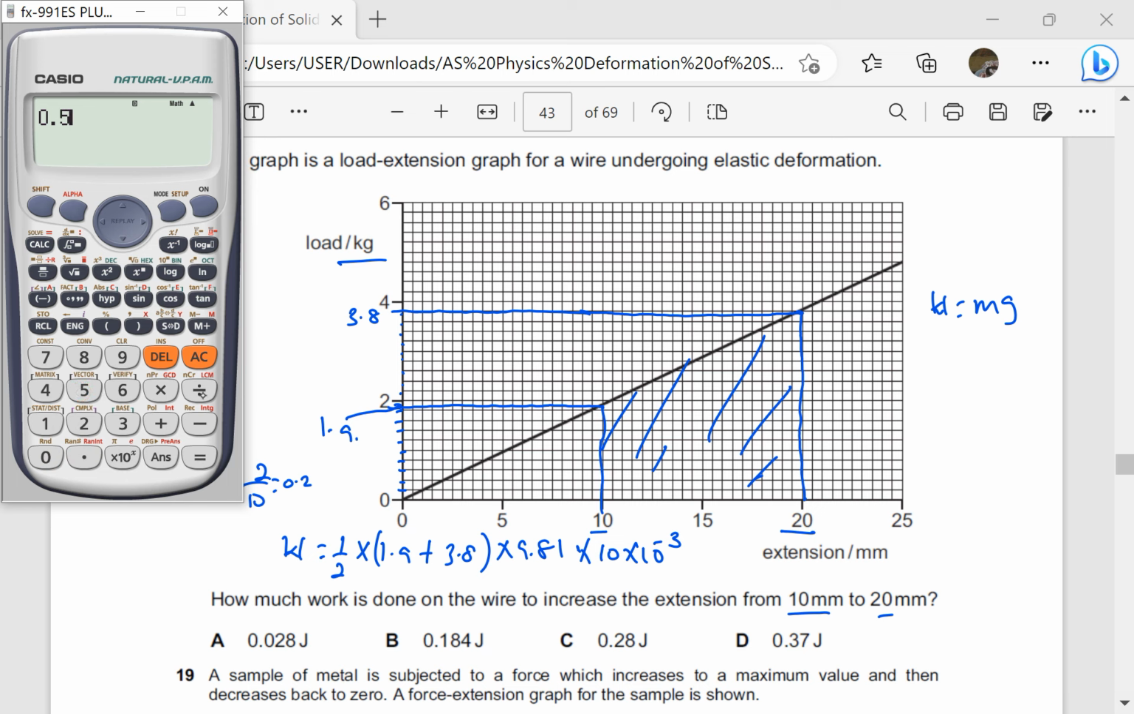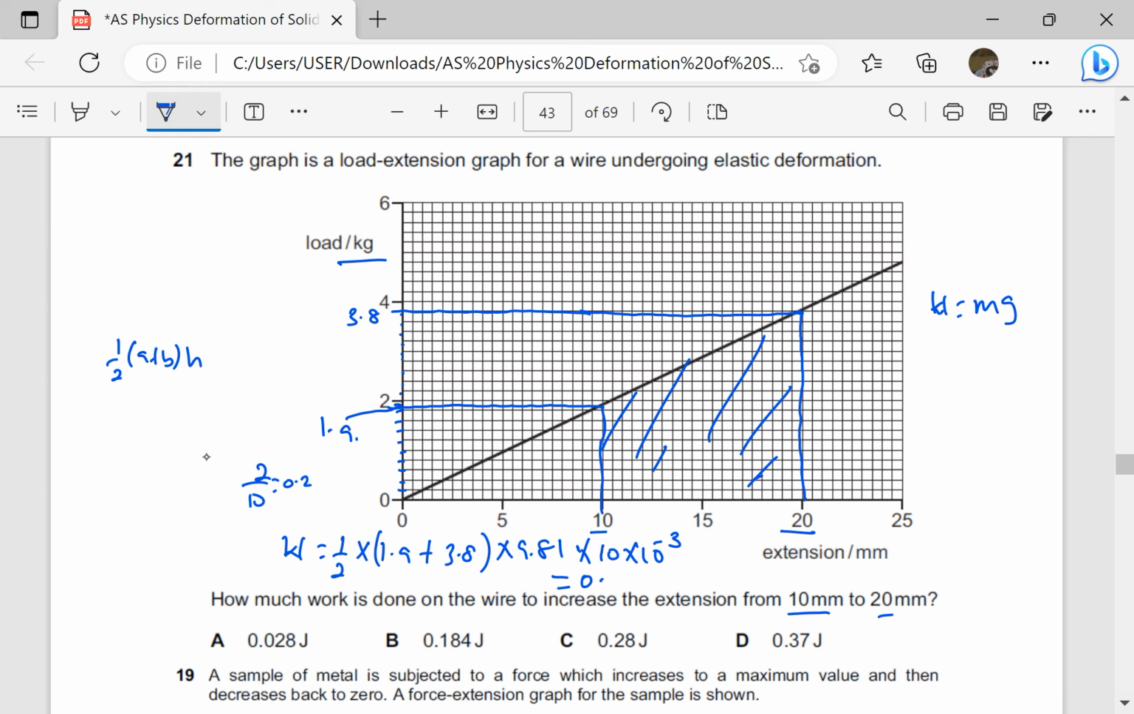So I have 0.5 times open brackets 1.9 plus 3.8, then times 9.81, then times 10 to the exponent negative 3. So this is giving me 0.279585, which is 0.28. So this is 0.28 joules. So the answer is going to be C.